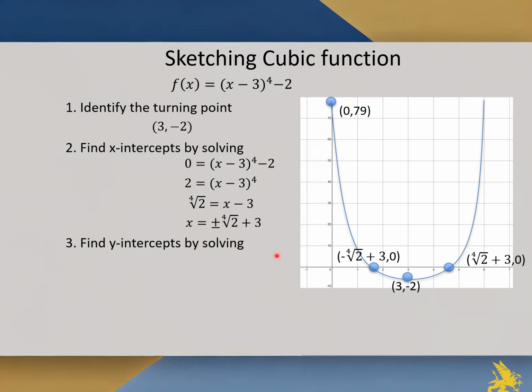Likewise, when finding the y-intercept by solving, the first thing I'm going to do is make x equal to 0. And I'm just simply solving. -3 to the power of 4 equals 81. 81 take away 2 equals 79.